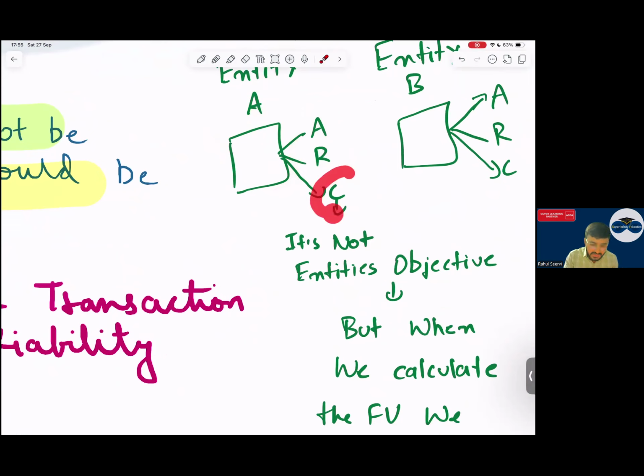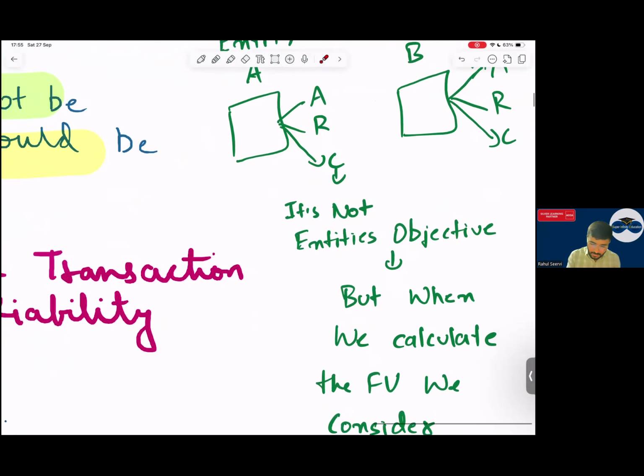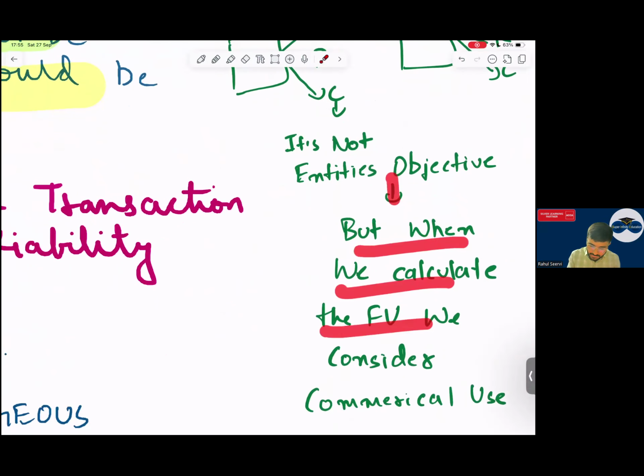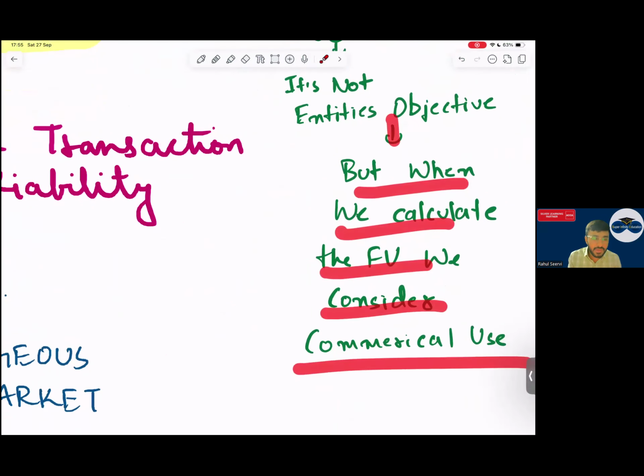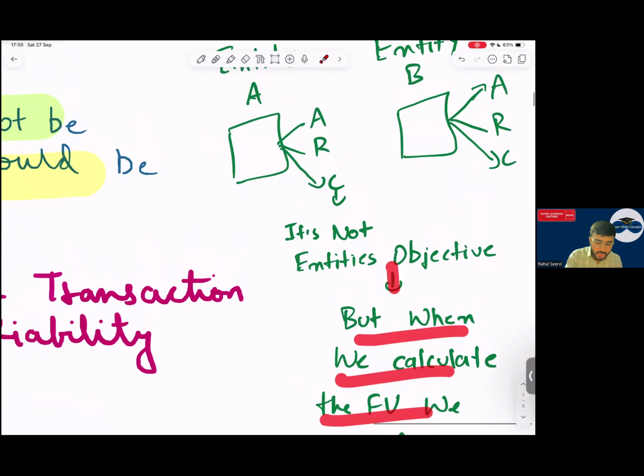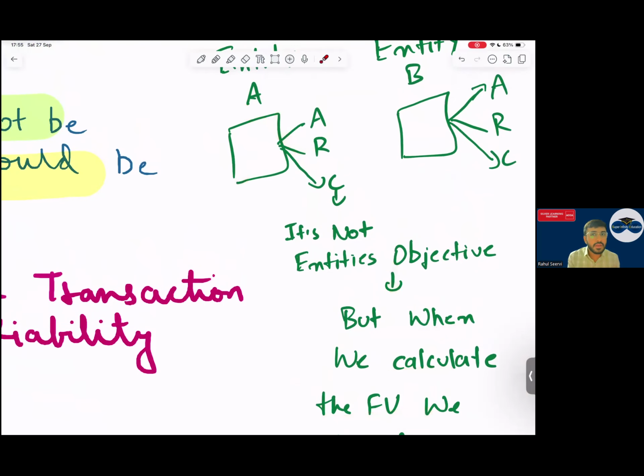So this is an entity restriction. But the market participants will consider that if we are getting more benefit by using this land for commercial purpose, we will consider it. So when we calculate the fair value, we consider commercial use. Why? Entity restriction will not be considered. We will consider asset specific restriction.